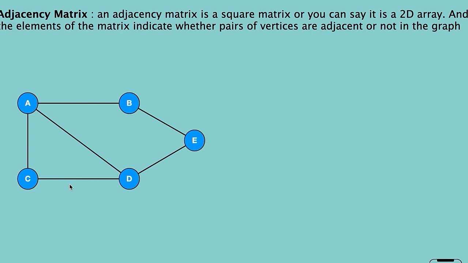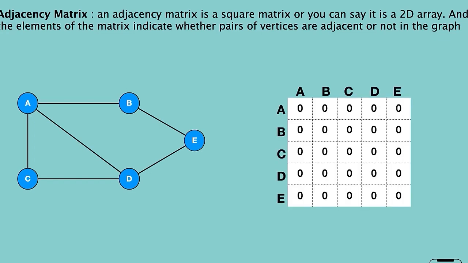The first step is to create a two-dimensional array with the size of the number of vertices in the graph. In our graph we have 5 vertices. As you can see, A, B, C, D, E are the vertices, so the number of vertices is 5. This means that we will create a two-dimensional array of 5 by 5, and when we create the 5 by 5 matrix, we initialize all elements of the two-dimensional array to 0.